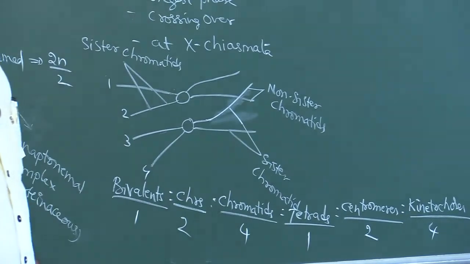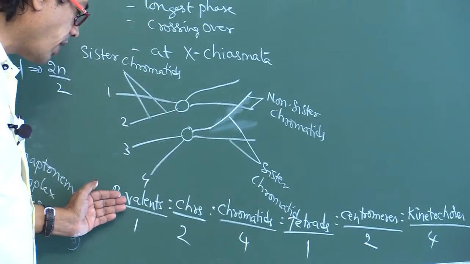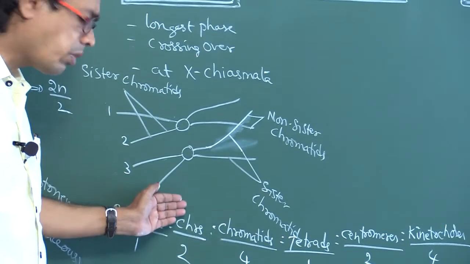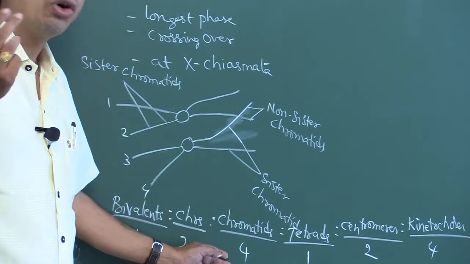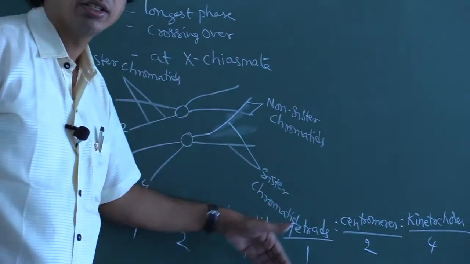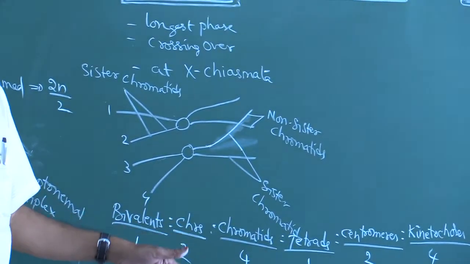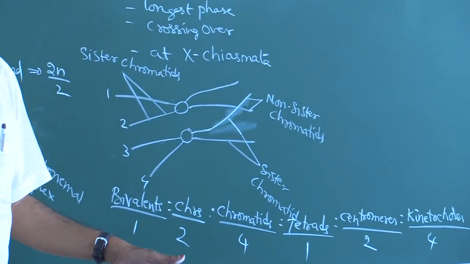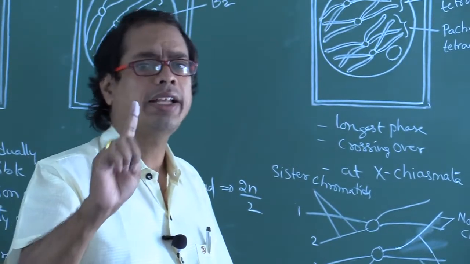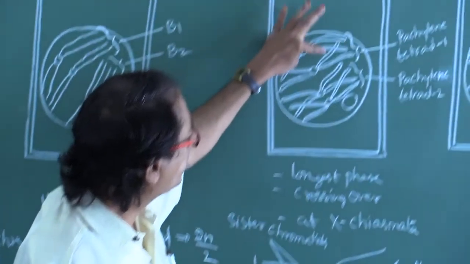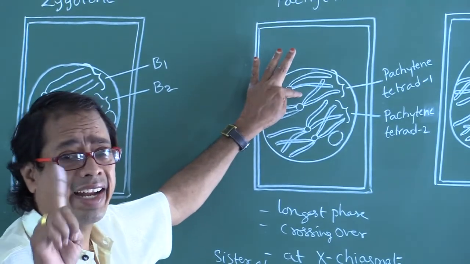Like that you have to take. So, number of bivalents, if you take 1, means number of chromosomes involved 2, number of chromatids 4, number of tetrads... this is somewhat difficult, my dear students. Tetrad means 4 chromatids together called 1 tetrad.